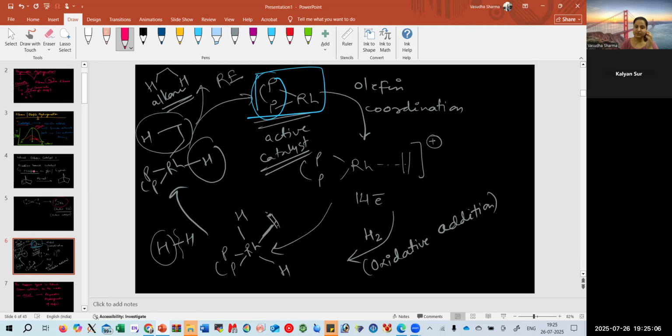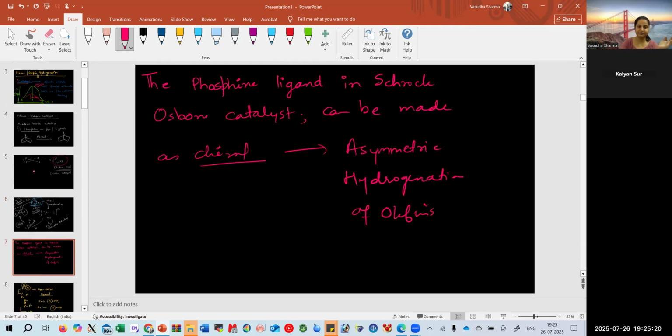After that, when we have an olefin and a hydrogen over there, that undergoes a transfer, and then it would form an alkyl here itself. Since both the hydrogen and the alkyl part are cis to each other, they will undergo reductive elimination to give you a final alkane product.